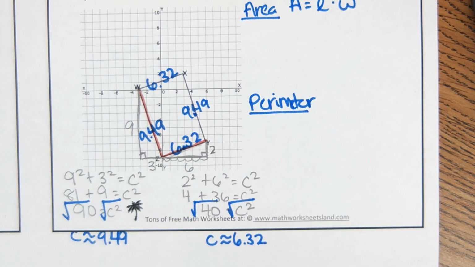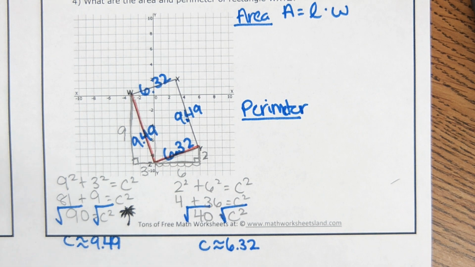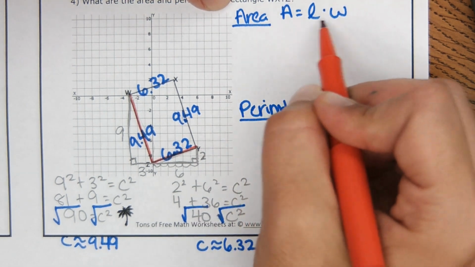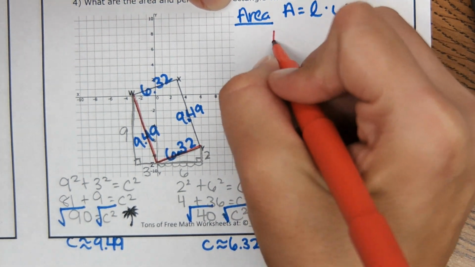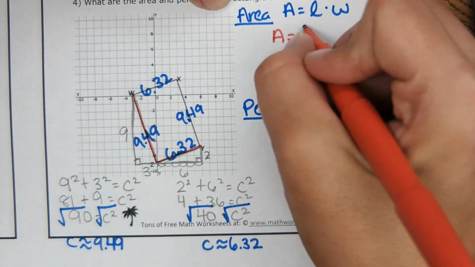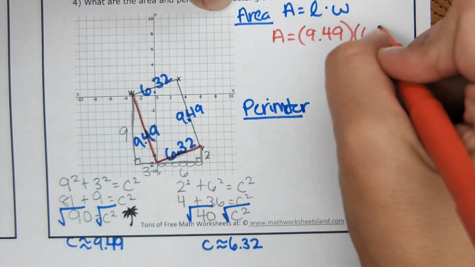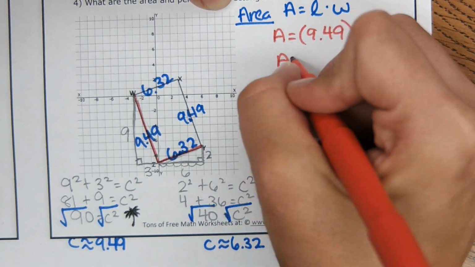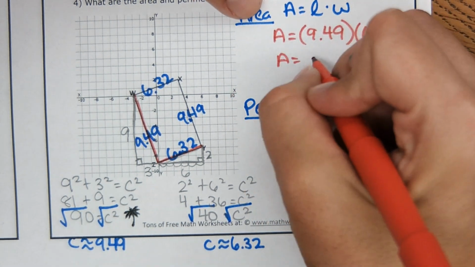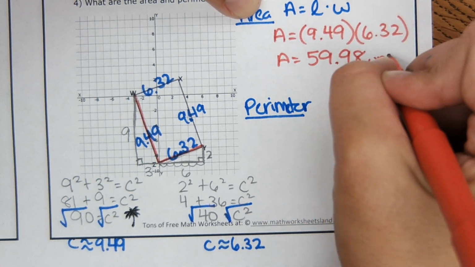And then once we have all the sides labeled, we can answer these questions by plugging numbers into the equation. So area is length times width. So area equals, either one you want to consider length is fine, it's just going to be 9.49 times the width, 6.32. Multiply those two numbers in a calculator and it comes out to 59.98 units squared.